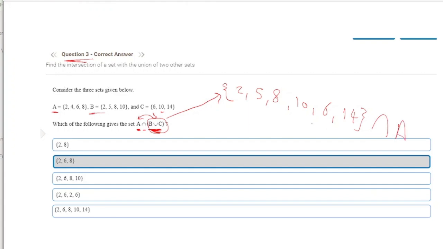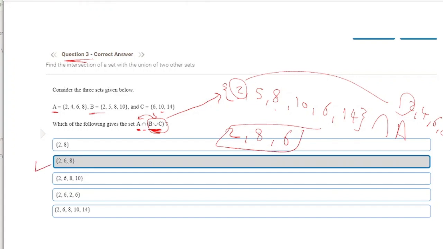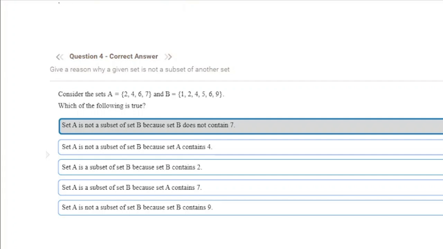So A has 2, 4, 6, 8. So the intersection of 2 with 2, that means the first number is 2. 5 is not in set A. 8 is there. 10 is not there. 6 is there. And 14 is not there. So this will be the answer. The set will be 2, 6, 8. Question number 4.